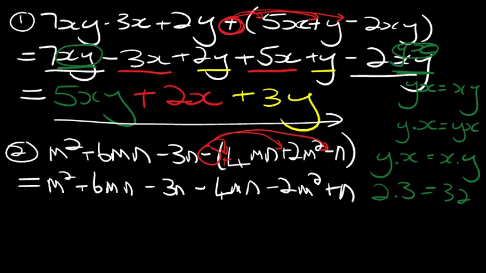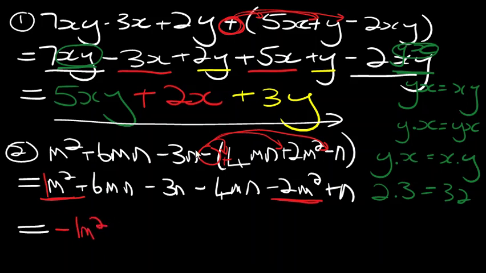Okay, now again we need to add like terms. Like terms means the variables and the exponents must be exactly the same to add them. So there you have m squared, and there you have negative 2m squared. So we can add these together, and again notice that in front of a term or in front of a variable, if you don't see a number, the number is 1. So in this case, you say 1m squared minus 2m squared, and 1 minus 2 is negative 1m squared.